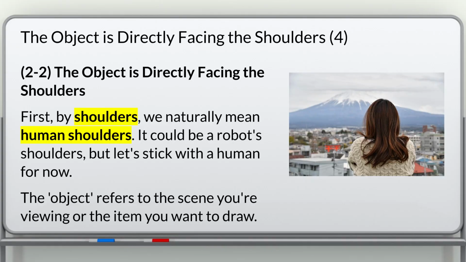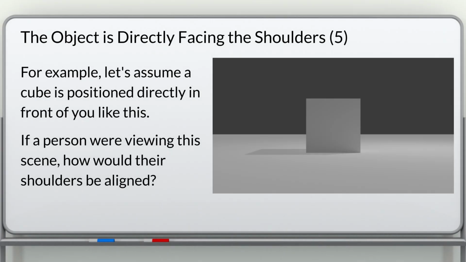I will explain what it means for the object to be directly facing the shoulders. First, by shoulders, we naturally mean human shoulders. It could be a robot's shoulders, but let's stick with a human for now. The object refers to the scene you're viewing or the item you want to draw. For example, let's assume a cube is positioned directly in front of you like this. If a person were viewing this scene, how would their shoulders be aligned?